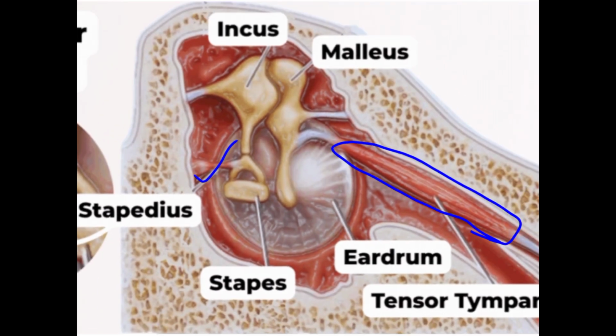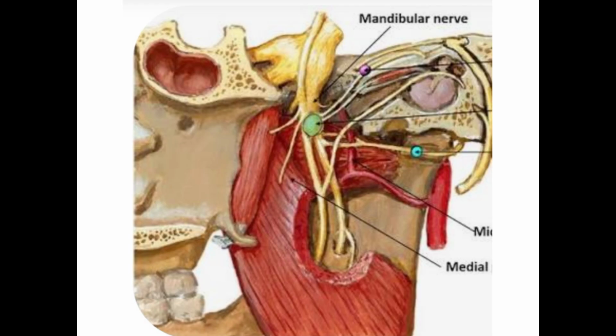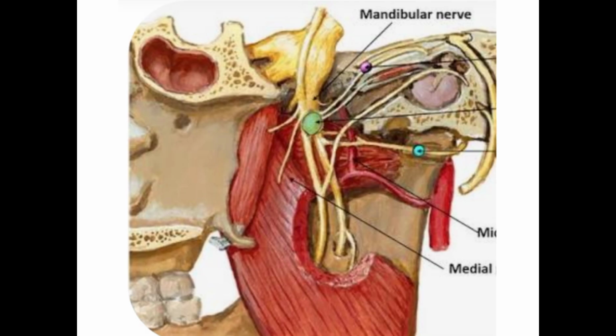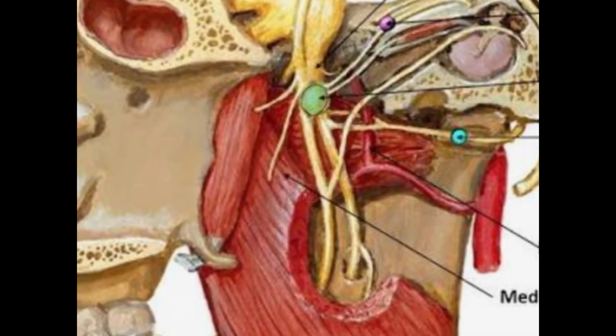What is the nerve supply to this tensor tympani? Observe this picture. What you observe here is the otic ganglion. Now let me show you three muscles. One is this muscle. What is that? Medial pterygoid muscle. Number two, this is the tensor veli palatini muscle. And this muscle is the tensor tympani.